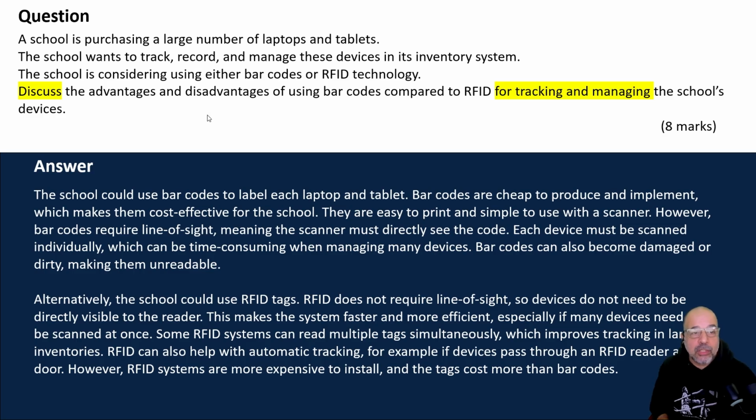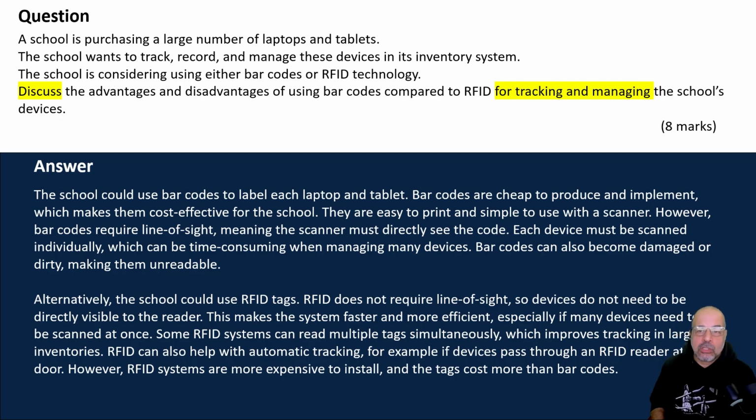The school is considering using either barcodes or RFID technology. Discuss, not bullet points, discuss the advantages and disadvantages of using barcodes compared to RFID for tracking and managing the school's devices. So this is a discussion kind of question, and we want to identify things on tracking and managing the school's devices.